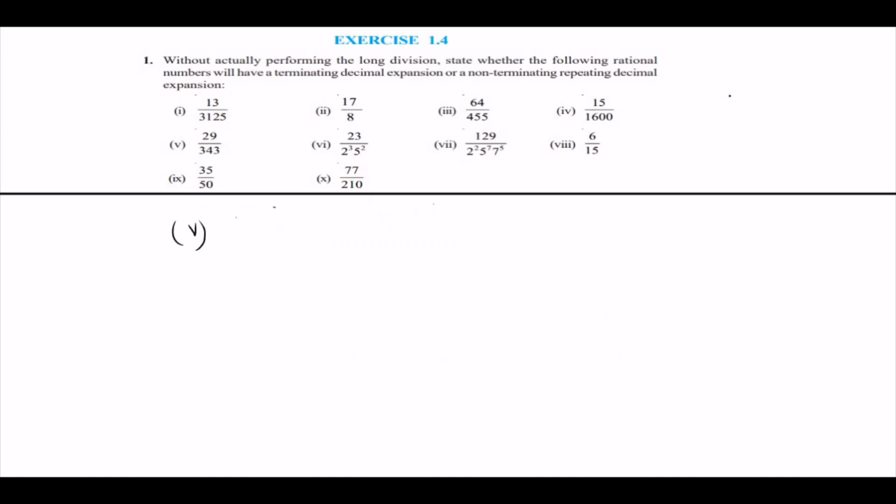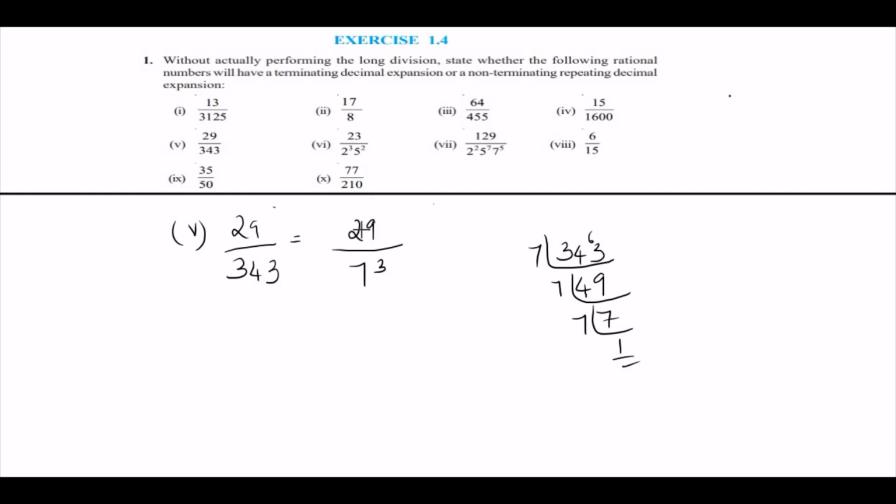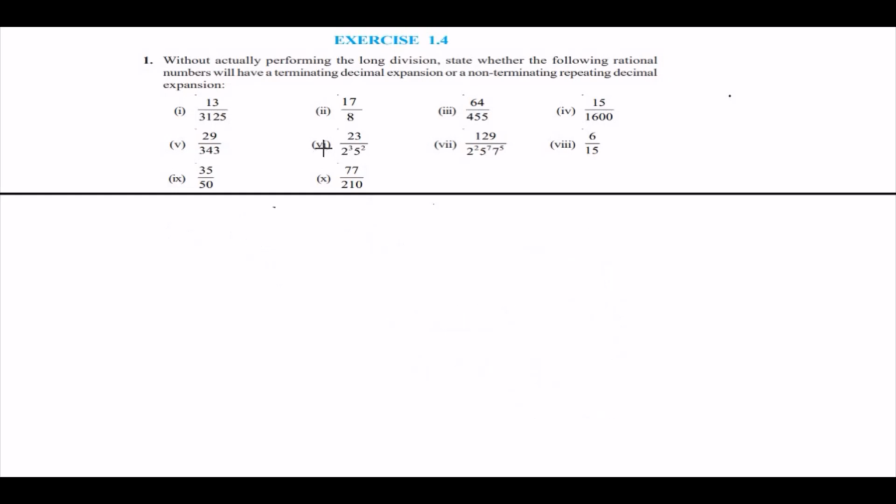Now the fifth question, 29 by 343. When you factorize 343, you get 7 cube, and in the numerator it is 29. There is no common factors. So in the denominator, if you check, it is not of the form 2 raised to m, 5 raised to n. So it has a non-terminating and repeating decimal expansion. The sixth question, if you check itself, you can see it is of the form 2 raised to m, 5 raised to n. 23 is a prime number, so no common factors. So it is a terminating decimal expansion. That is 23 by 2 cube 5 square. Terminating decimal expansion.